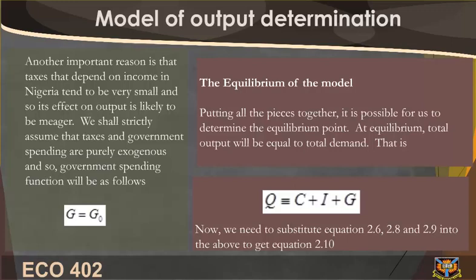The equilibrium of the model. Putting all the pieces together, it is possible for us to determine the equilibrium point. At equilibrium, total output will be equal to total demand. That is, now we need to substitute equations 2.6, 2.8, and 2.9 into the above to get equation 2.10.